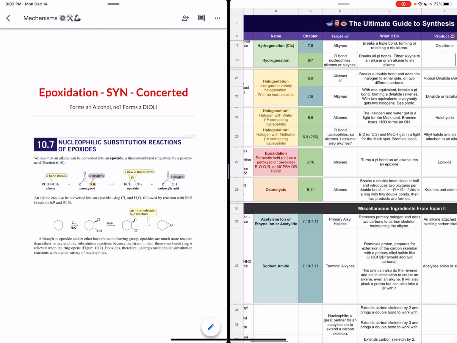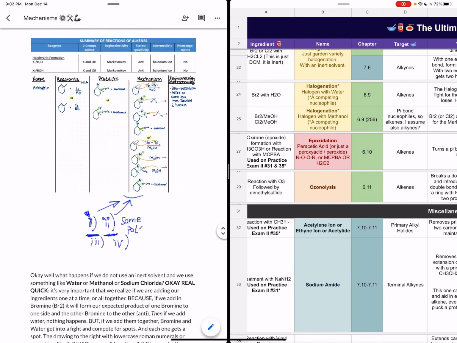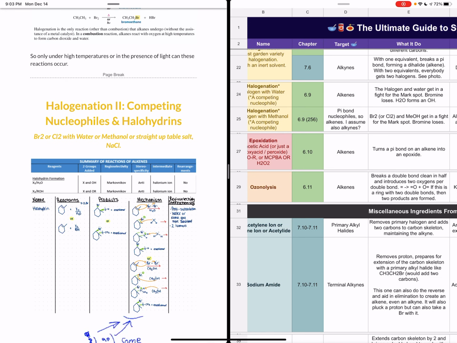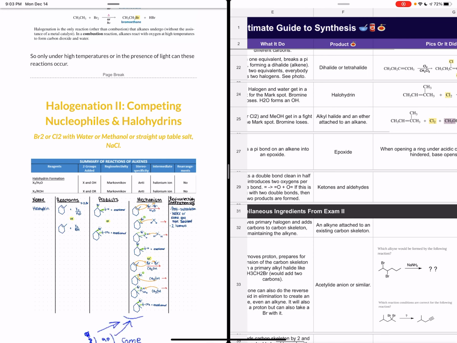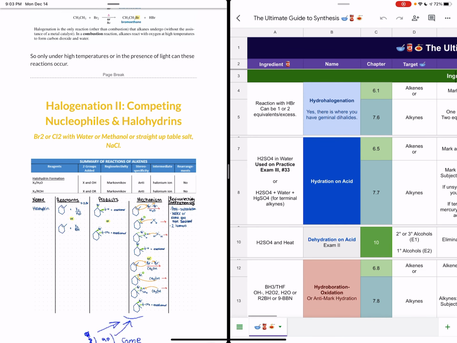Okay, ozonolysis is kind of a weird one. I don't know that he's going to go over ozonolysis, but what happens here is that a double bond is broken and cleaved in two, with an oxygen on both sides. So you're adding two oxygens for every double bond that you break, okay? And you can make ketones and aldehydes. All right, that was all of the reagents from exam 1.